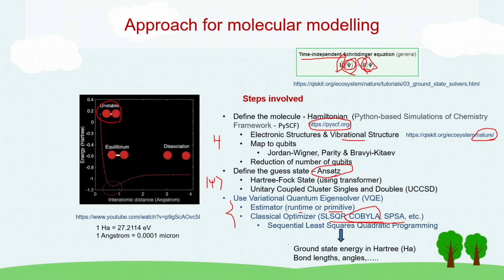You define a matrix, you define some state, make the measurement, do some calculation classically, get some new parameters using classical methods, then go back to the quantum computer or simulator, try to run with a new set of parameters, and the iteration continues till you get the answer.